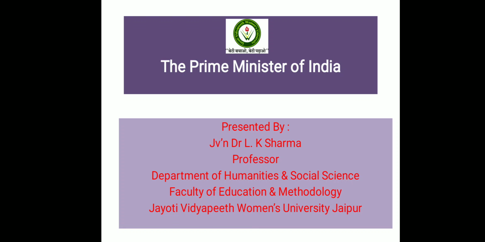The 91st Amendment Act 2003 has added the following two more provisions. First one is the total number of ministers, including the Prime Minister, in the Council of Ministers shall not exceed 15% of the total strength of Lok Sabha. Second one, a member of either House of Parliament belonging to any political party who is disqualified on the ground of defection shall also be disqualified to be appointed as a minister.